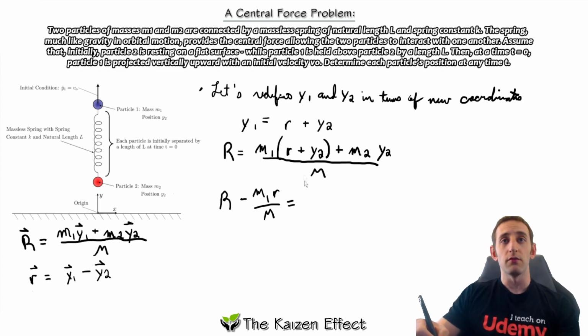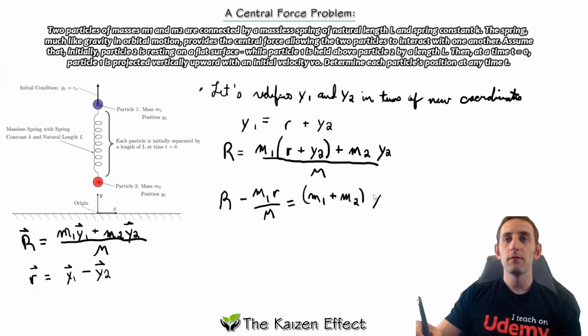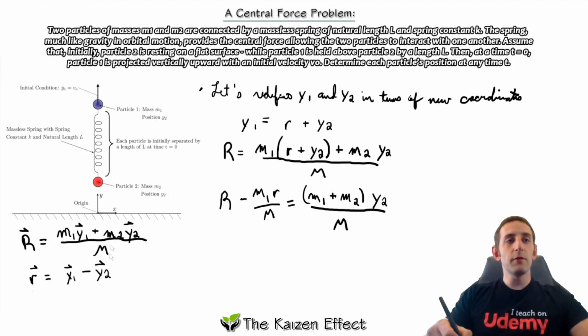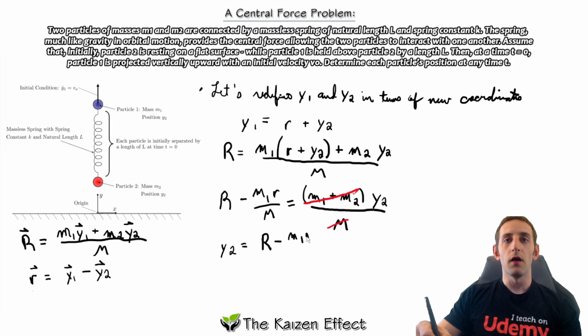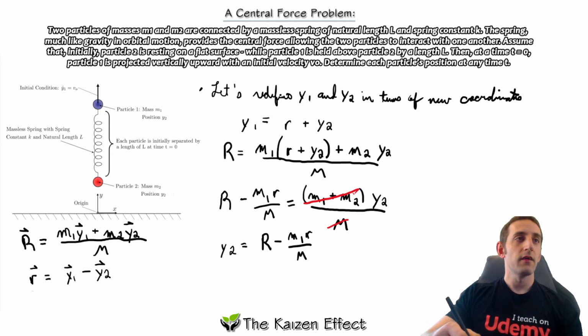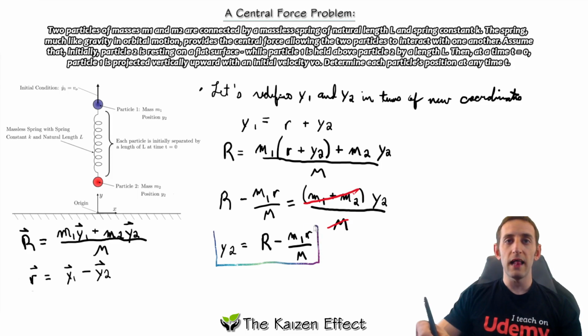We want to solve for y1 and y2, remember? So when we do that, we get m1 y2 plus m2 y2. We can bring those out in the front. And all that is divided by big M. Well, previously we defined big M as m1 plus m2. So what we can really do is we can say, okay, this cancels with this. And in the end, we find that y2 is equal to big R minus m1 r over big M. And that, ladies and gentlemen, is the first dent we made in the universe. So we are going to highlight this result in our beautiful galaxy ink.